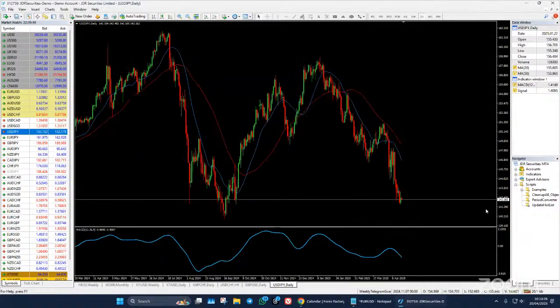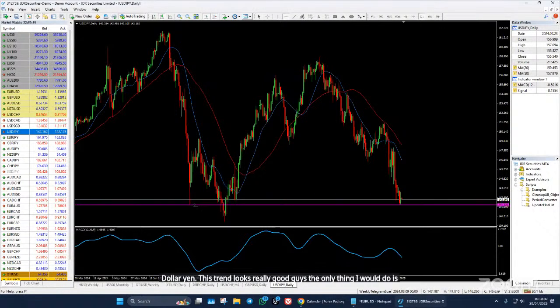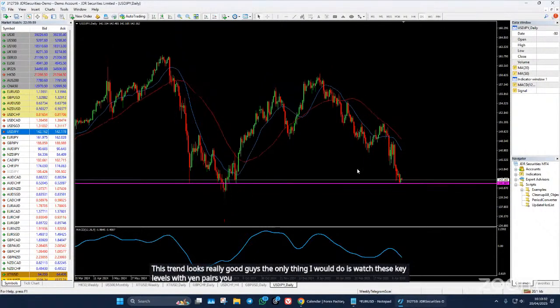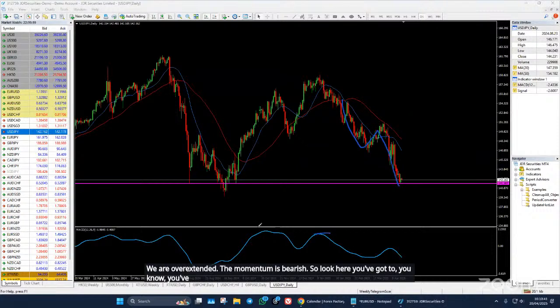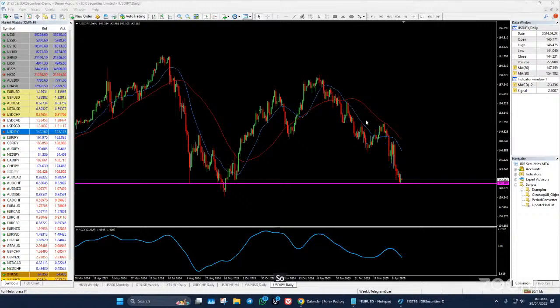Dollar yen. This trend looks really good, guys. The only thing I would do is watch these key levels. With yen pairs, you tend to get bounces at those key levels. We are overextended. Okay, the momentum is bearish. So look here, you've got a nice downtrend. Here we're producing lower lows, lower highs. This is nice and bearish. So it looks good. But any kind of a pullback, again, it's at a key level.